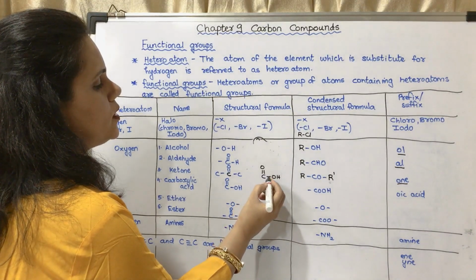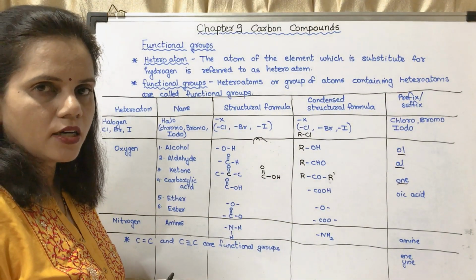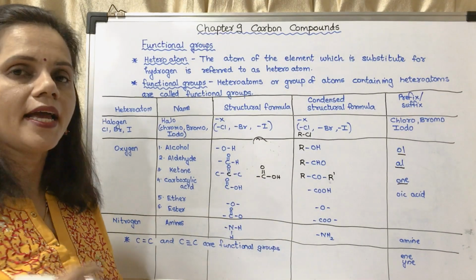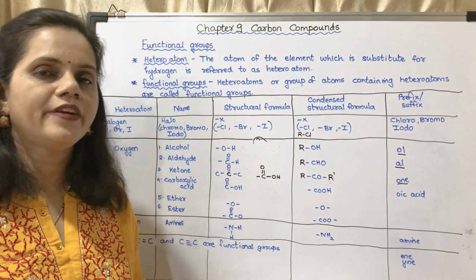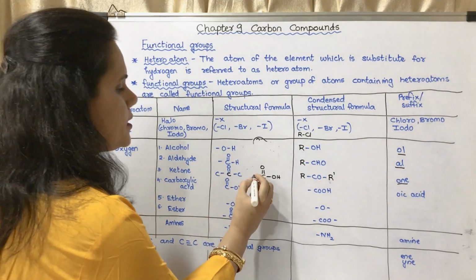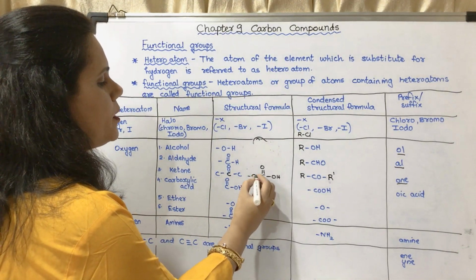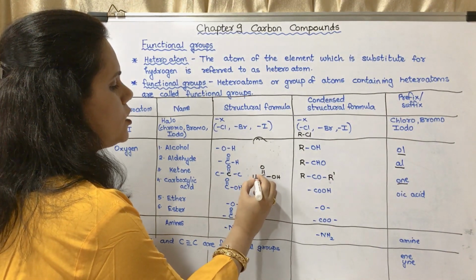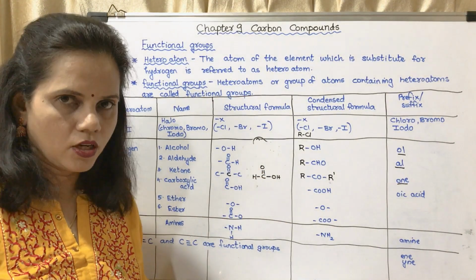1, 2, 3 have already got engaged. One is left. This could be H or any number of C's. If it is C, it will be open with 3 hydrogen atoms. It could be H also.